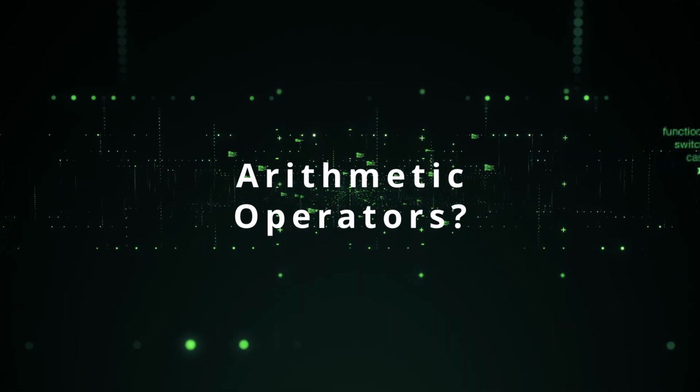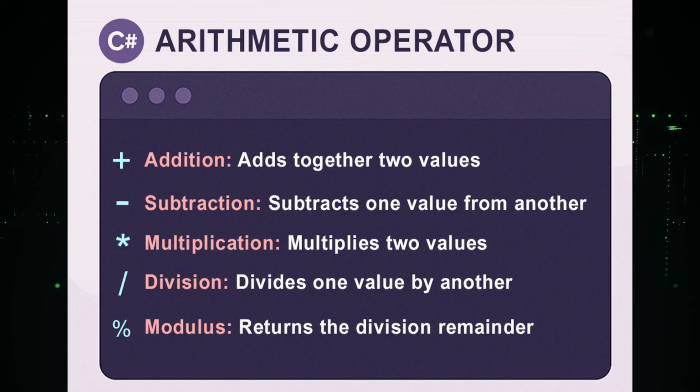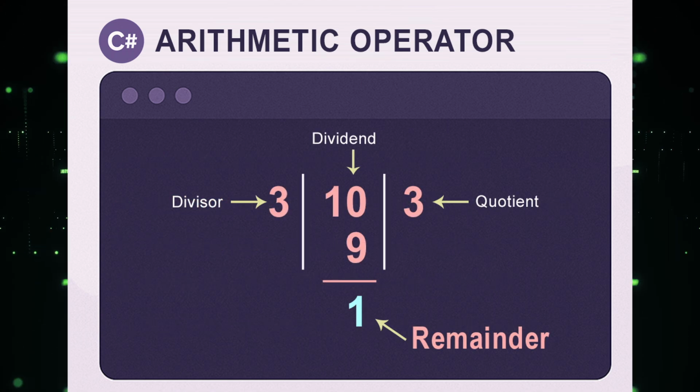Arithmetic operators. Let's start with arithmetic operators, the ones we use for calculation: add, subtract, multiply, divide, modulus. The modulus operator gives the remainder. For example, 10 modulus 3 will give 1.